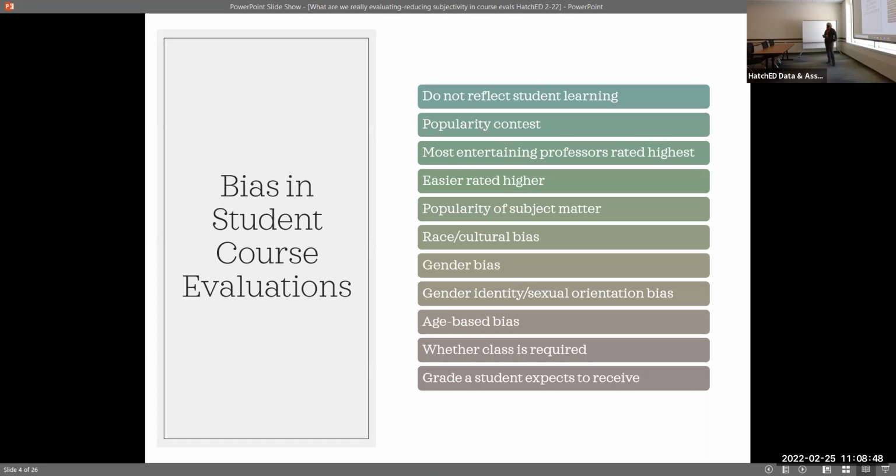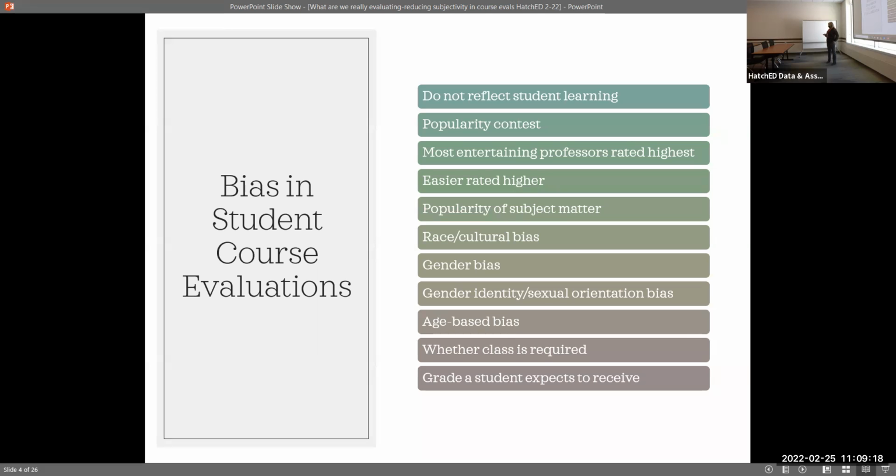And then age-based bias. So faculty who are younger might, according to research, have a bias against them as less knowledgeable than more senior faculty. And then it can also work in reverse in terms of faculty that are of extended age and maybe are viewed as too old or shouldn't be teaching anymore. So there seems to be this zone of age that tends to lead to higher evaluation scores.